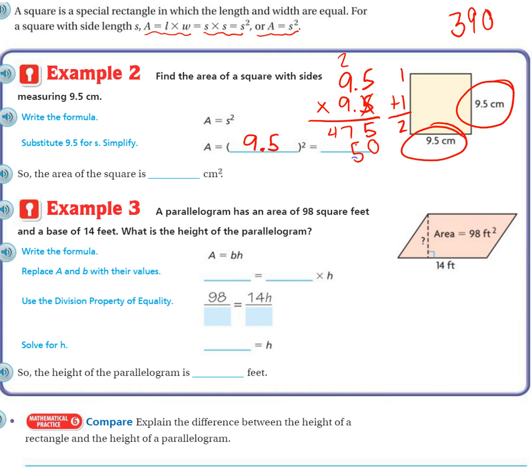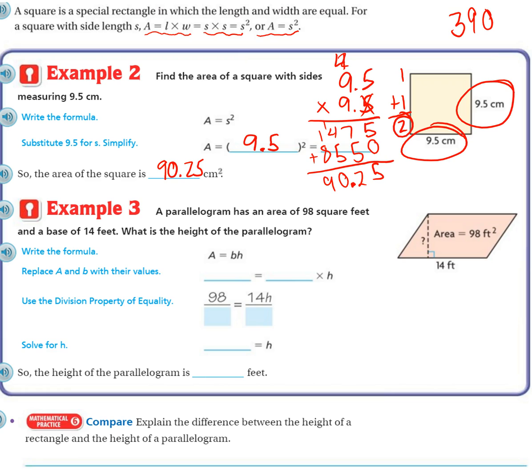9 times 5 is 45, carry my 4. 9 times 9 is 81, plus 4 would be 85. Now I add this all up. 5, 7 plus 5 is 12, carry my 1. 4 plus 1 is 5, plus another 5 is 10, carry my 1, and that makes 9. And then I got to move my decimal over twice. So I start behind the number, I move it over 2 places to the left, and it goes right there. So the area of the square is 90.25 centimeters squared, or square centimeters.